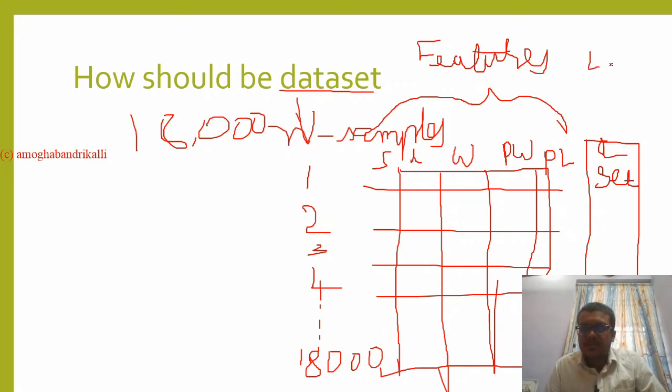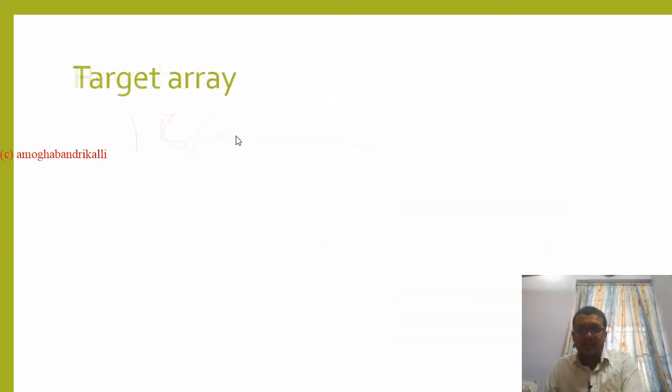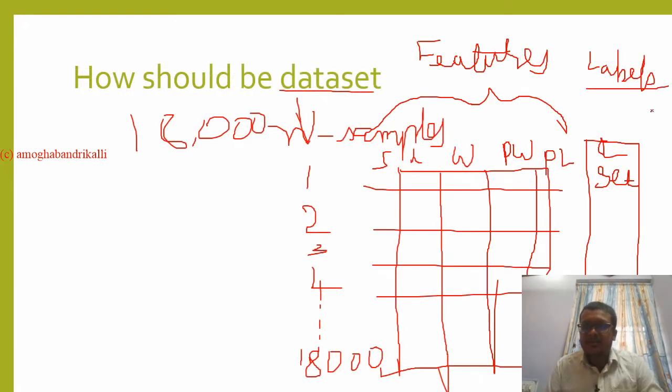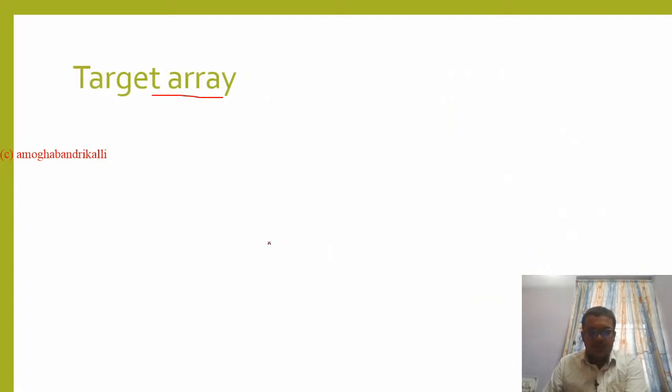So this is labels. We are going to call this labels a target array. In the next slide we have the target array. A target array means labels in the form of only one column. These are all the features and these are all the labels. That was all about target arrays.